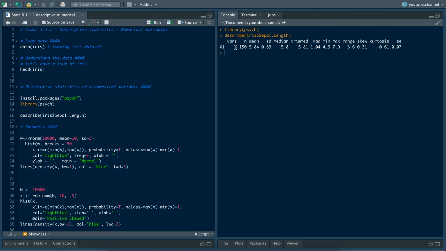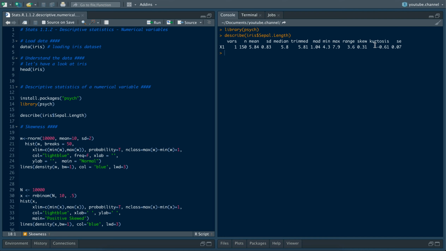First of all, the location of the variable in the dataset, it's the first variable, the number of valid observations, and we have 150 observations, the mean, of course, the standard deviation, the median. This is the trimmed mean. By default, the distribution is trimmed by 0.1. And then we have the MAD, which is the median absolute deviation, the minimum and maximum value inside this distribution, the range between minimum and maximum, and then 2 important factors here, which are skew and kurtosis.